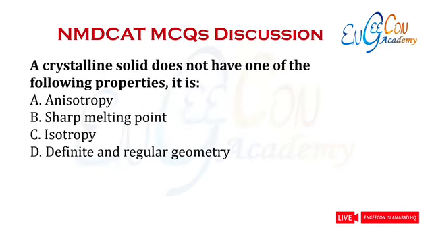A crystalline solid does not have one of the following properties. It possesses anisotropy, sharp melting point. It is also correct. Isotropy is not a property of crystalline solid, so C is the correct option.